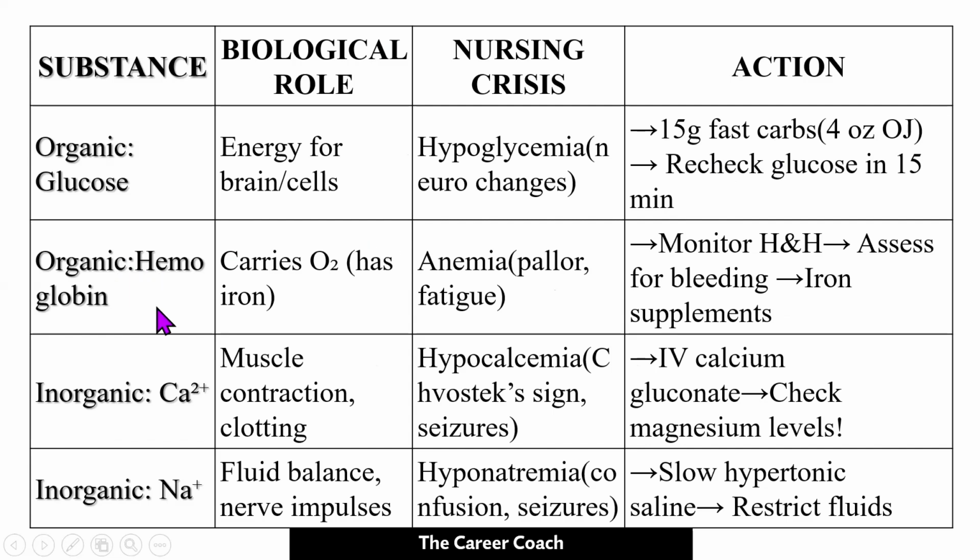Organic substances. Hemoglobin. Hemoglobin carries oxygen. It has iron present. Nursing crisis. Hemoglobin loss can cause anemia, leading to pallor or fatigue. Action. The nurse must monitor hemoglobin and hematocrit count. There is need to assess for bleeding. There is need for iron supplements. With regards to bleeding, there could be internal bleeding or external bleeding. Internal bleeding is evidenced by distended abdomen, tachycardia, and even low blood pressure. So there is need to give iron supplement.